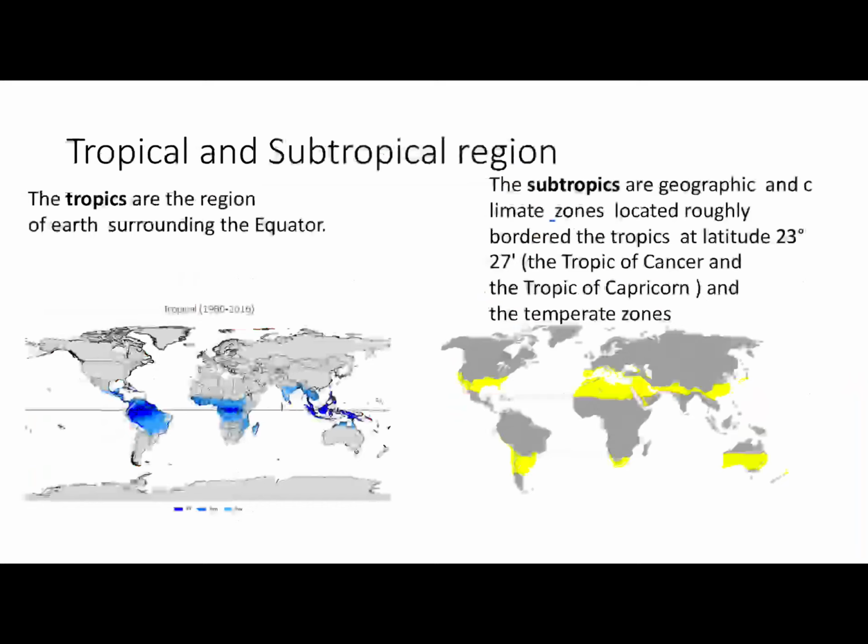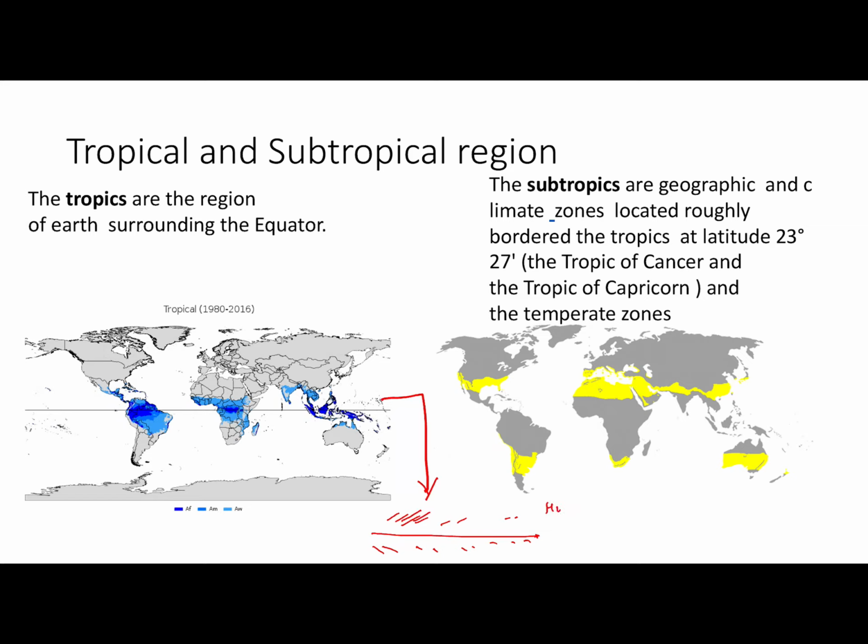Now what do you mean by tropical region? Tropical regions are regions surrounding the equator. If this is the equator, the region surrounding the equator, north and south, is the tropical region, right? So why are these soils found in tropical region? Because tropical regions have both types of climate, hot as well as rainy, and subtropical regions also have both types of climate, hot as well as rainy.